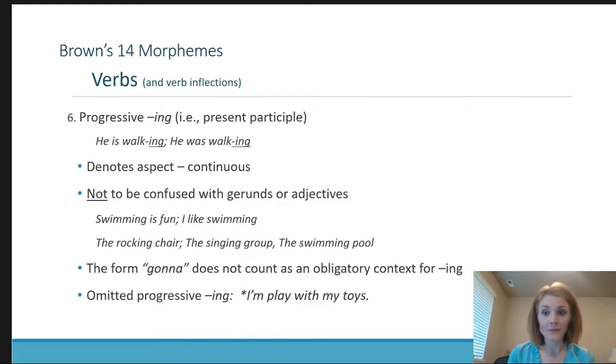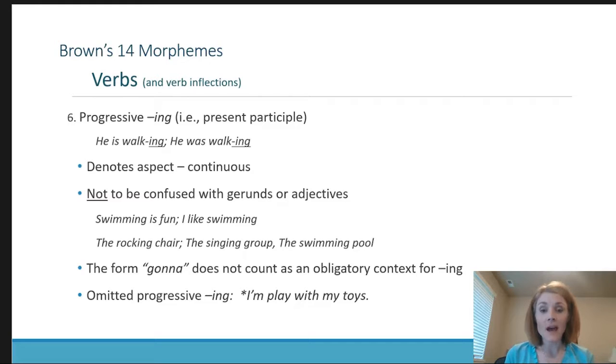And then it's done. One thing to watch out for with progressive ing is not to confuse it with gerunds or adjectives, which can also use the ing form. So a gerund is when a verb is used as a noun. So we can take the sentence, swimming is fun, or I like swimming, and the ing on swimming there is not progressive ing because this would be a gerund. So in the sentence, swimming is fun, swimming is being used as a noun. It's the subject of the sentence. And in the sentence, I like swimming, swimming is also being used as a noun. It's the object in the sentence.